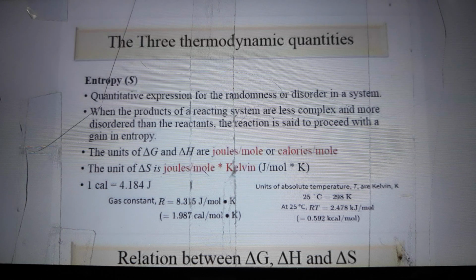The unit of absolute temperature, T, is Kelvin, K. 25 degrees centigrade is equal to 298 Kelvin. At 25 degrees centigrade, RT, right? I hope you know what RT is. I expect you to find it out. All right? If you have any doubts on that, post a comment, I'll give you a reply. RT is 2.478 kilojoules per mole, which is equal to 0.592 kilocalories per mole. Right?